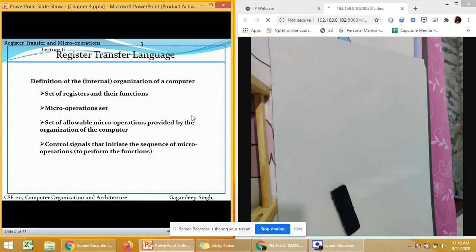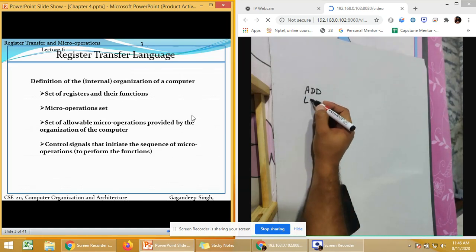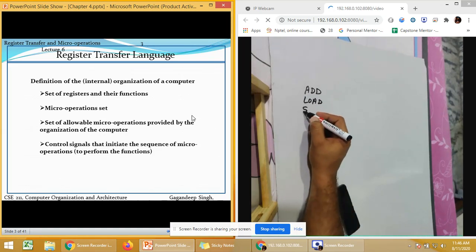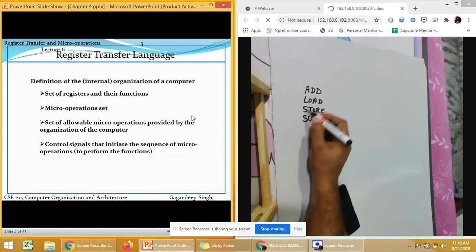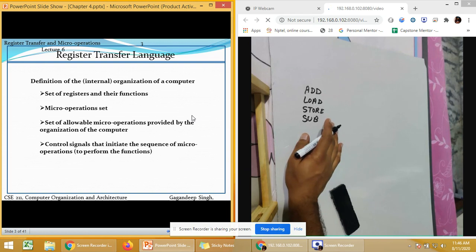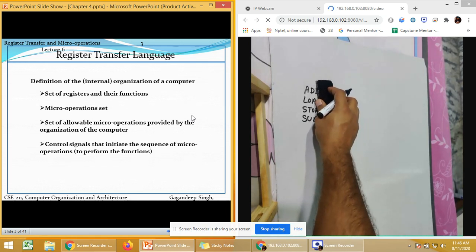So the definition of the internal organization of your computer is what is the number of registers it is having, what are their functions, and what are the different micro operations, like if we have add, load, store, subtract. So all these are different micro operations which we have. Okay, what are the different allowable micro operations which we can use? Then after this, what are the different control signals which we have?